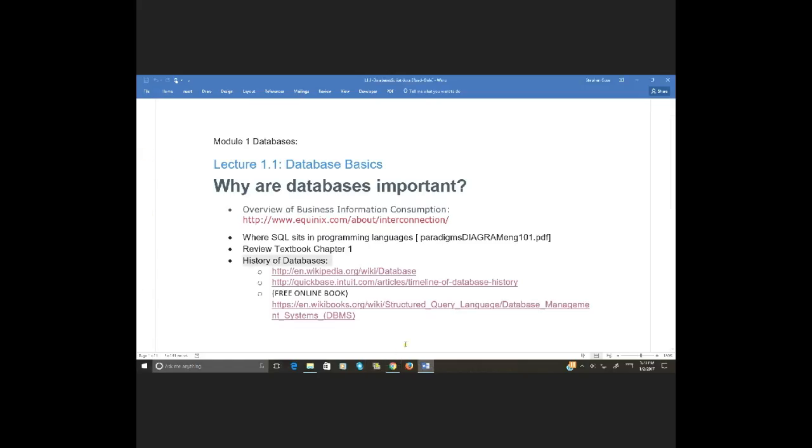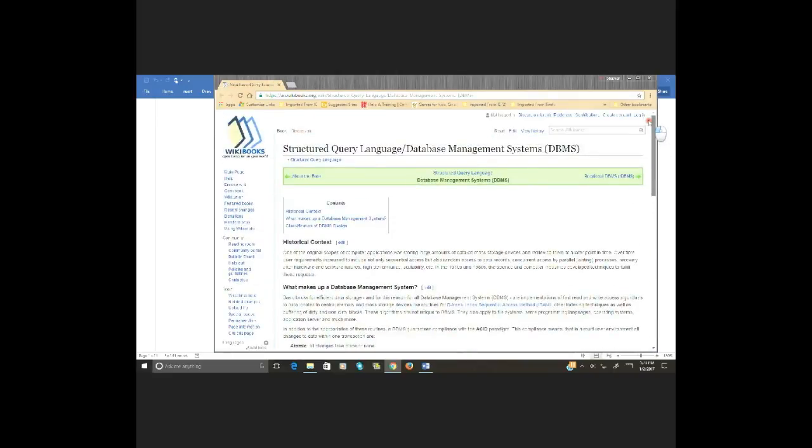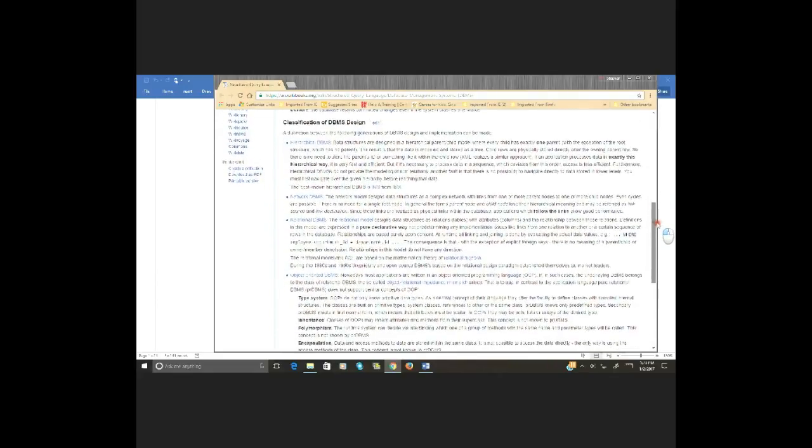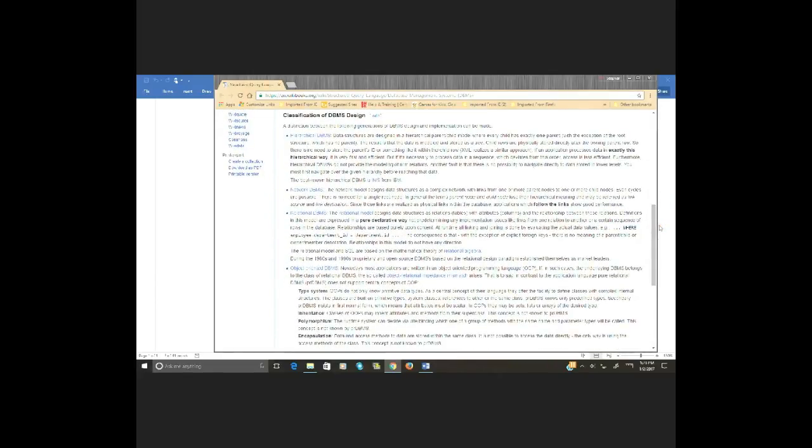The other one that we have is the Structured Query Language Database Management System. This is a free online book. Very useful book. In fact, I'd like to show you one page of it right now. Get rid of that. We're done with that page. Here we go. This book, Structured Query Language Database, supplements our text. Our author and our textbook does move very quickly. And here are the different types of classifications of databases.